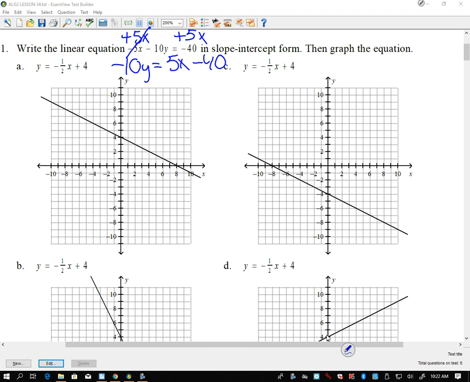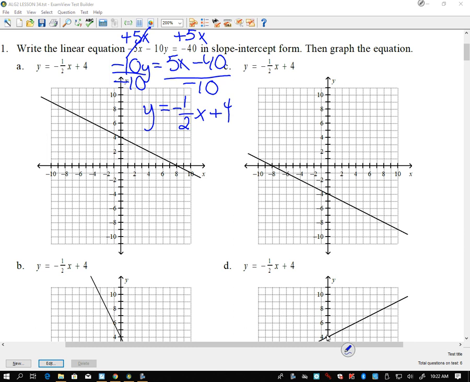I'm not in slope-intercept form until I have an equation that says y equals, right? Allison, what would you do from here? Divide by negative 10 on both sides. And what do I divide by negative 10 on the right-hand side? Am I dividing just the 5 or just the 40 or all of it? All right, so I'm getting y equals, what's 5 divided by negative 10? Negative 1/2. Negative 1/2 x. What's negative 40 divided by negative 10? Plus 4. What does the 4 represent, Danielle?